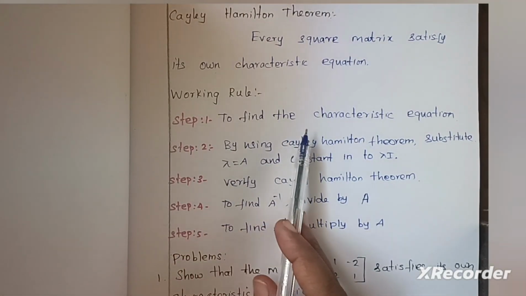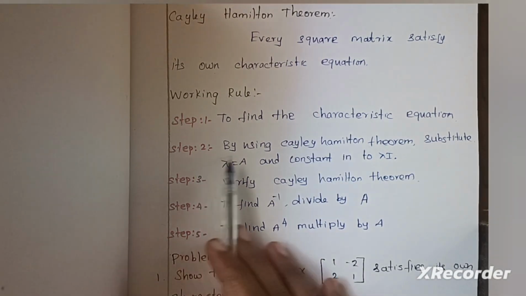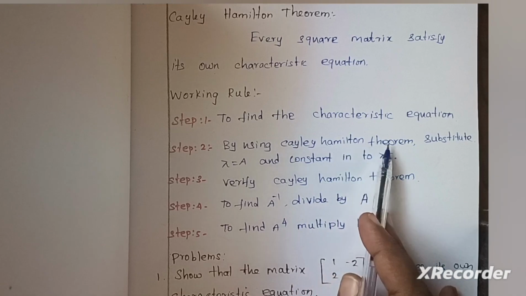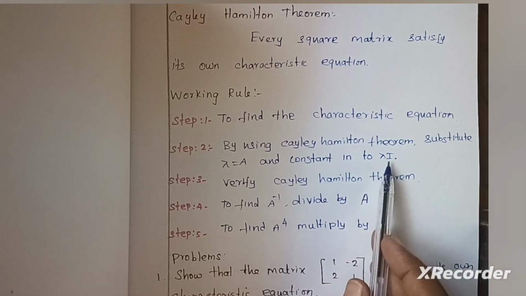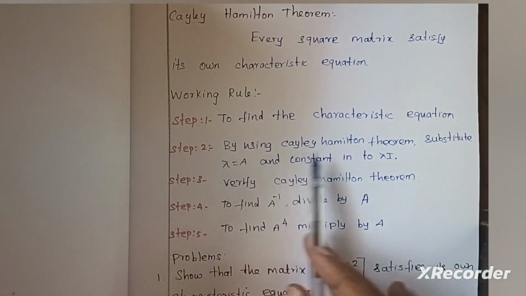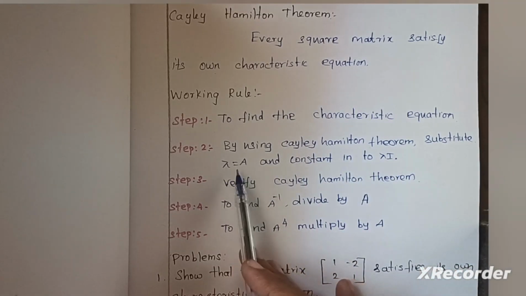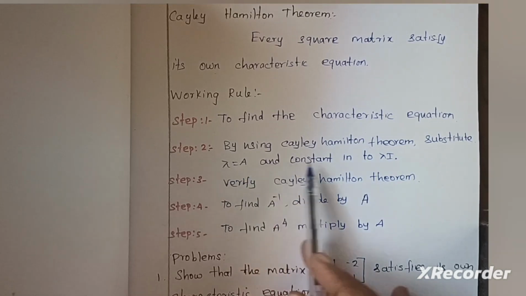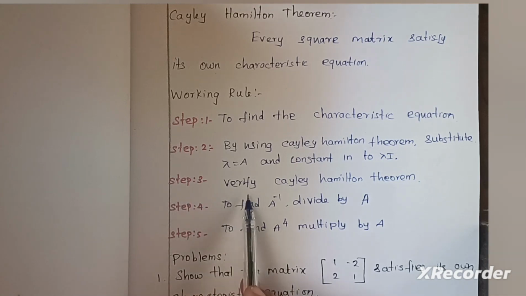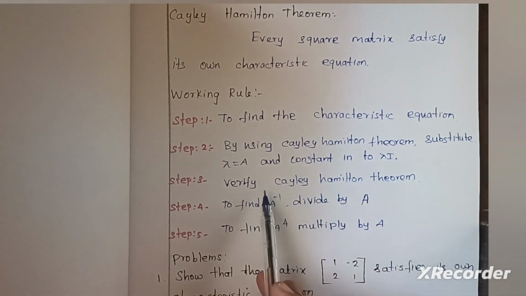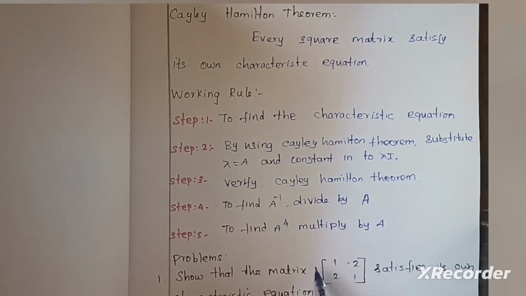Step 1, find the characteristic equation. Next, step 2, by using the Cayley-Hamilton theorem, substitute lambda equal to A and the constant into lambda I. That means in the Cayley-Hamilton theorem, we substitute A in place of lambda, and in the constant place, lambda into I. Then step 3, verify the Cayley-Hamilton theorem. That means we have to verify that it equals 0. Now we will see some problems.